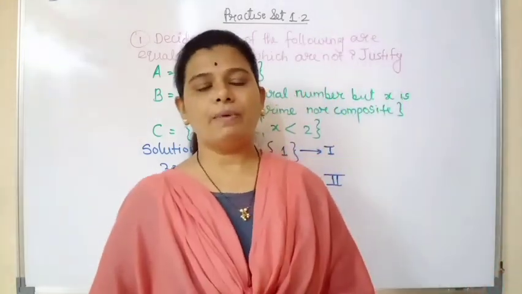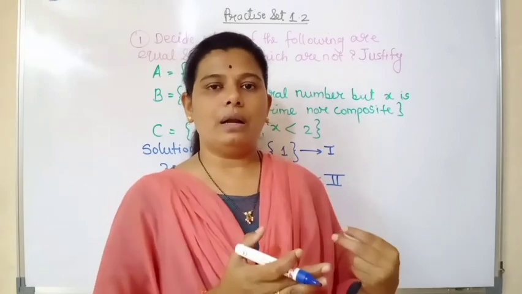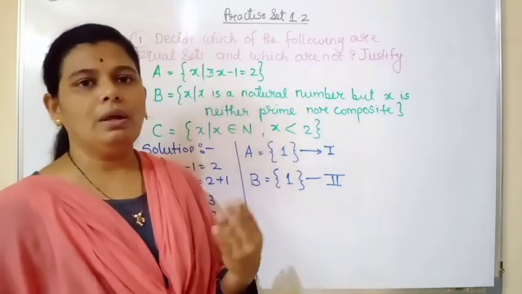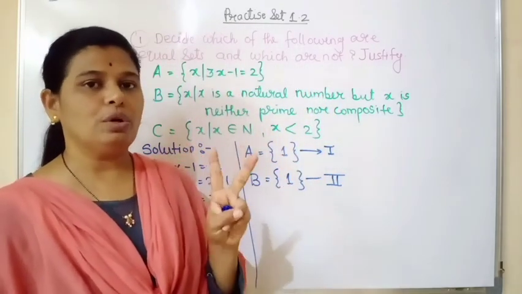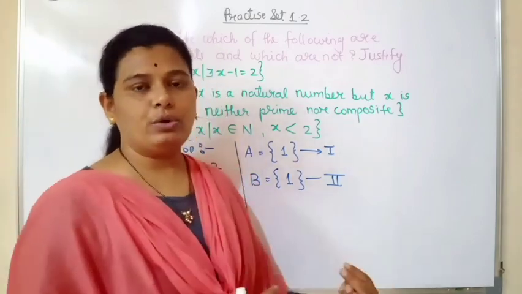Now we have to find which number is less than 2. Which number is smaller than 2? So there is only one number. Actually there are two numbers, that is 0 and 1. 0 and 1 are less than 2.